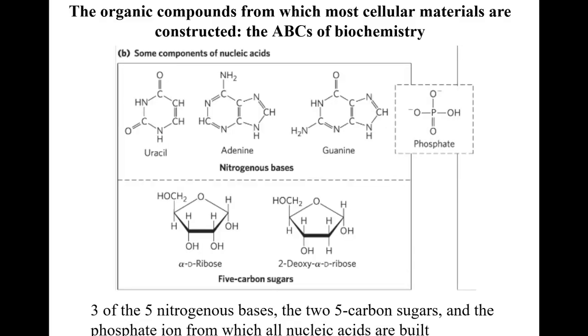Then we have the components of nucleic acids, and there are 3 components. First you have the nitrogenous base, where you have pyrimidine and purine bases. We'll go more into those details later. Then you have a 5-carbon sugar, either deoxyribose or ribose. Deoxyribose is found in DNA, whereas ribose is found in RNA. And then the third component is phosphate, which acts as a backbone to RNA and DNA.